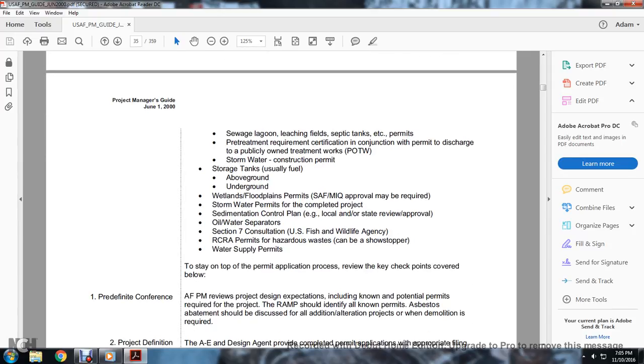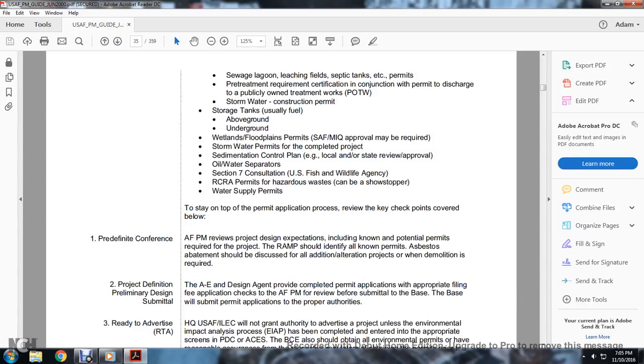To stay on top of the permit application process, review the key checkpoints covered below. The Air Force Program Management predesign conference: the Air Force Program Manager reviews the project design expectations, including known and potential permits required for the project, the requirements and management plan. It identifies all known permits, and asbestos abatement should be discussed for any additional alteration project. The demolition is a required part of the definition of the preliminary design submittal.